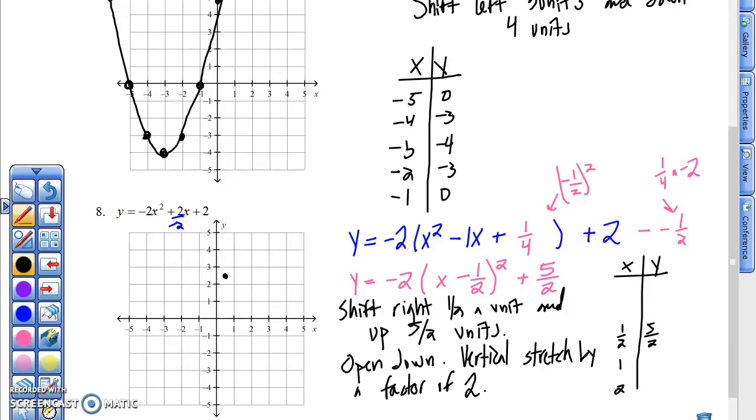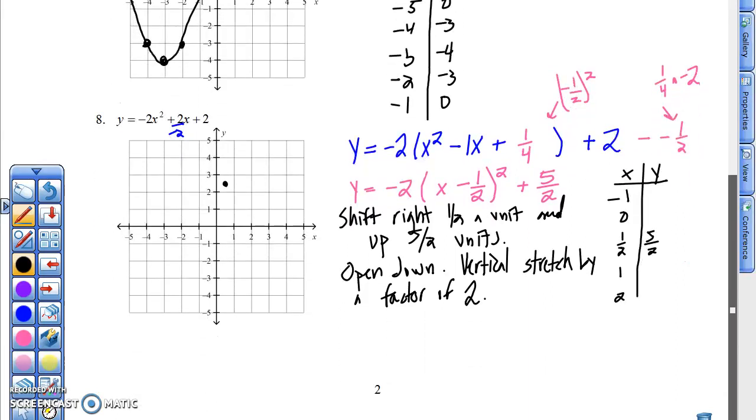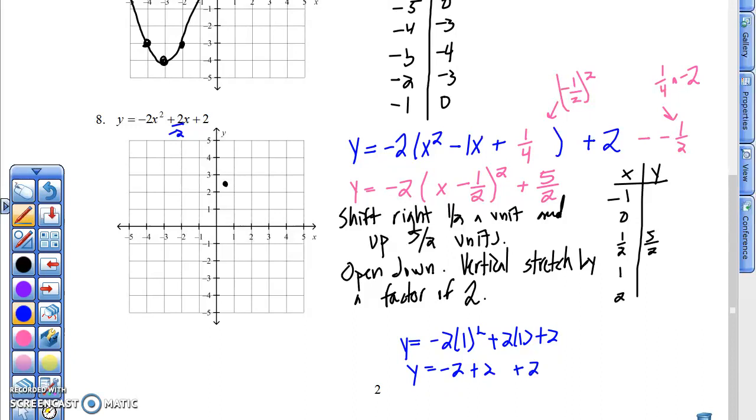So at 1 and 2, 0, and negative 1, I would plug this in to either equation to get points. So I'm going to actually use my standard equation because I think I'll be able to get points a little quicker that way. Negative 2 times 1 squared plus 2 times 1 plus 2. 1 squared is 1 times negative 2 is negative 2 plus 2 plus 2. So this value is 2 at 1. And because this is my vertex, I have symmetry. So at 0, I can plot 2 as well.